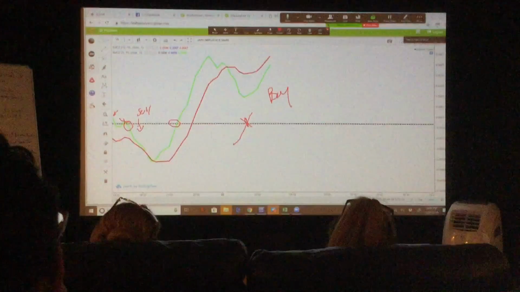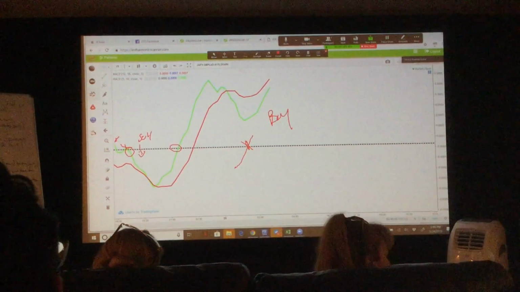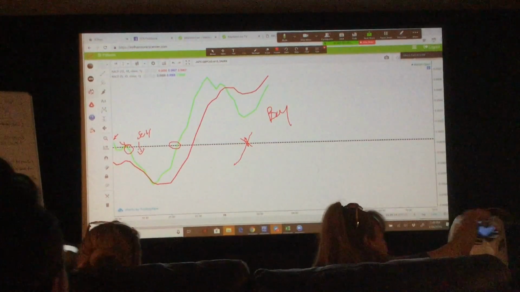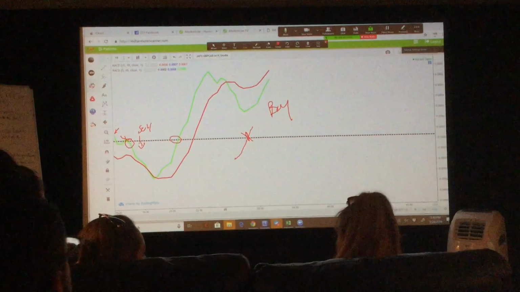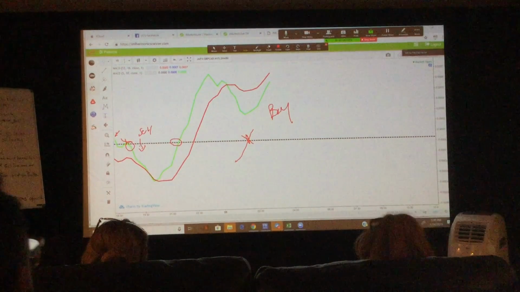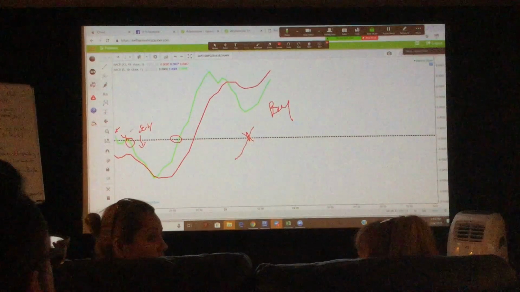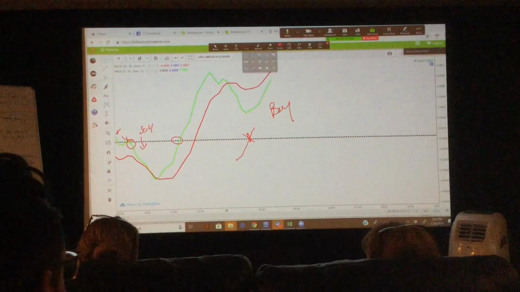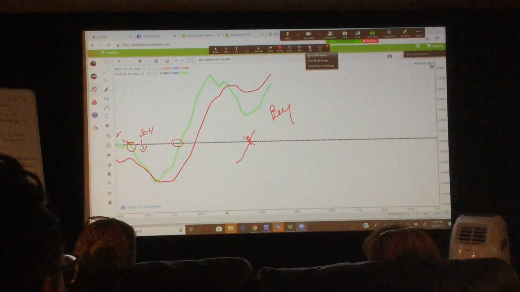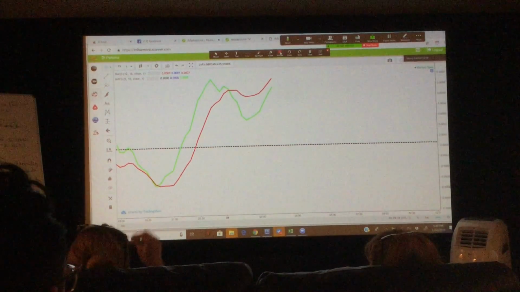Okay, so he's asking when can he buy or sell? Can he buy anytime it comes down, or does it have to be once it crosses? He wants to know what's the best point to buy or sell. What is the best point to sell, the best point to buy. So let's do this.